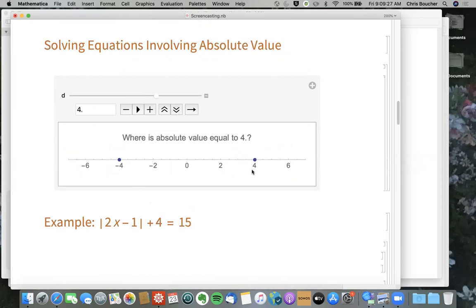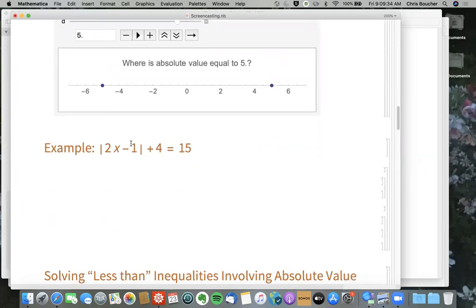And you can change this 3 to some other number, and it's not going to change much, right? Where is the absolute value equal to 4? 4 and negative 4. Where is it equal to 5? 5 and negative 5, and so forth. This is helpful even in solving more complicated absolute value equations like this one here.